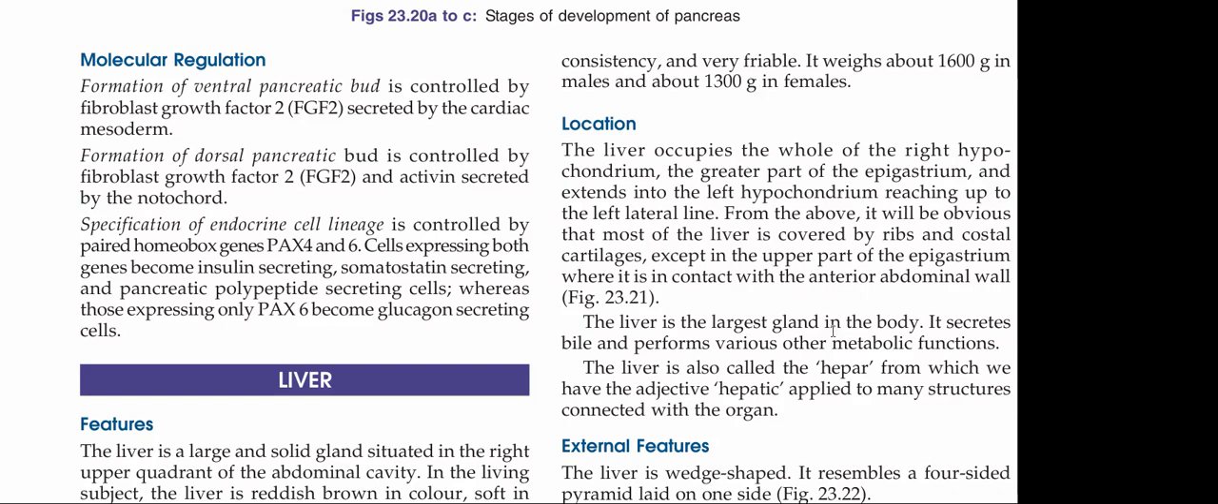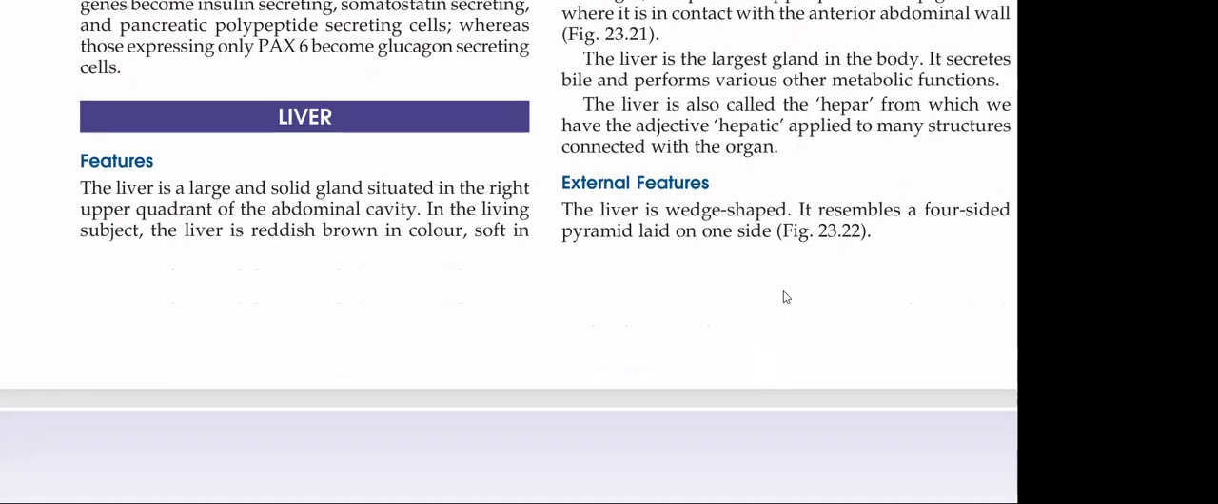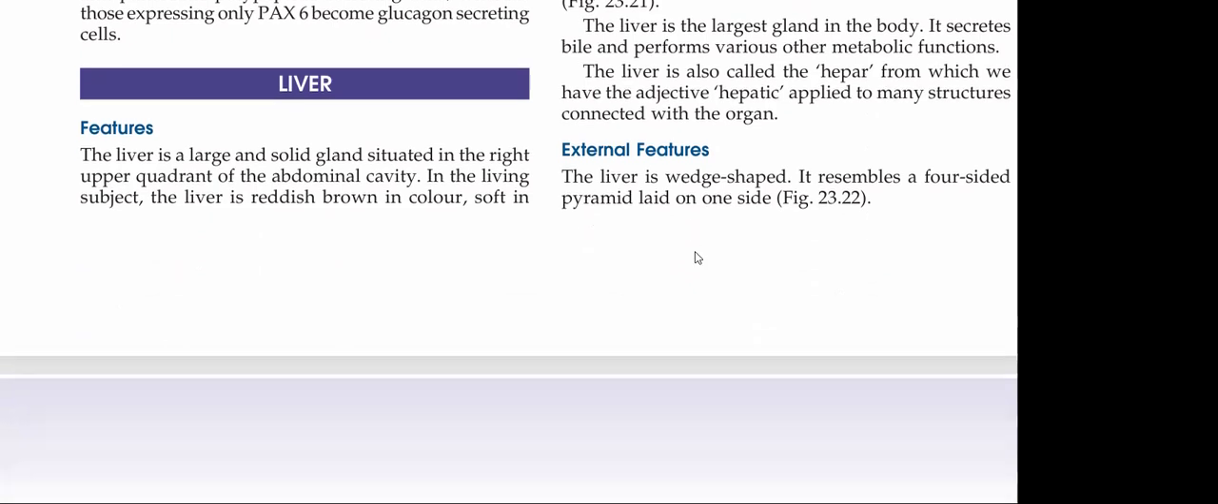The liver is the largest gland in the body. It secretes bile and performs various other metabolic functions. The liver is also called hepar, from which we have the adjective hepatic, applied to many structures connected with the organ. External features: the liver is wedge shaped. It resembles a four-sided pyramid laid on one side.